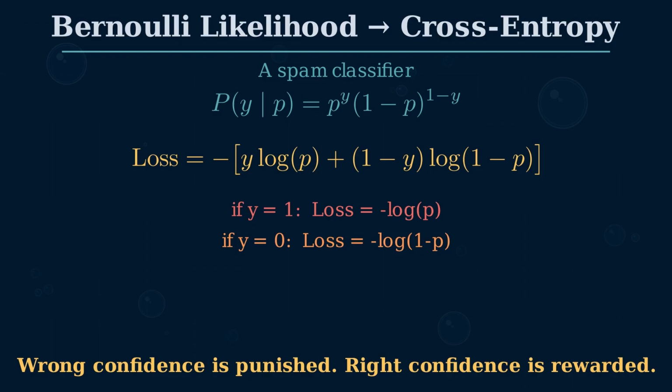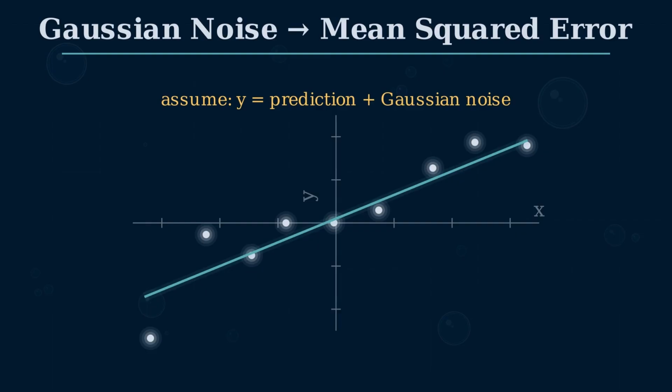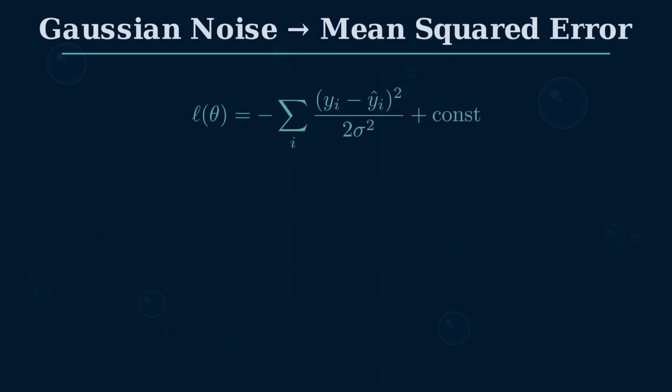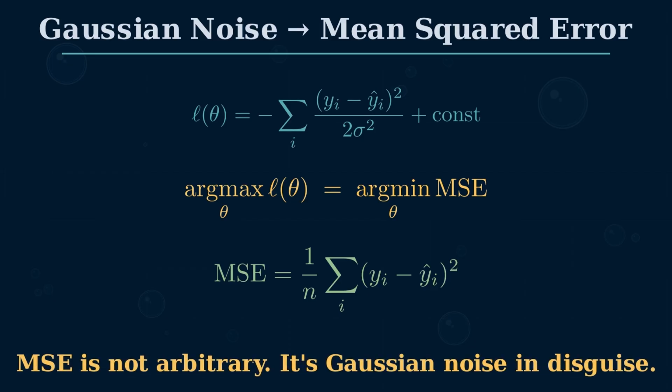Regression follows the same principle, but with a different probability model for the errors. Now, regression. Assume each observed y is a prediction plus Gaussian noise. Every point sits near a line, off by some random residual. The likelihood of the whole dataset depends on how large those residuals are, weighted by a Gaussian bell curve. Maximize that Gaussian likelihood and the algebra collapses into something familiar. Minimize the average squared residual, mean squared error. MSE was never an arbitrary engineering choice. It's what falls out of assuming your errors are Gaussian.